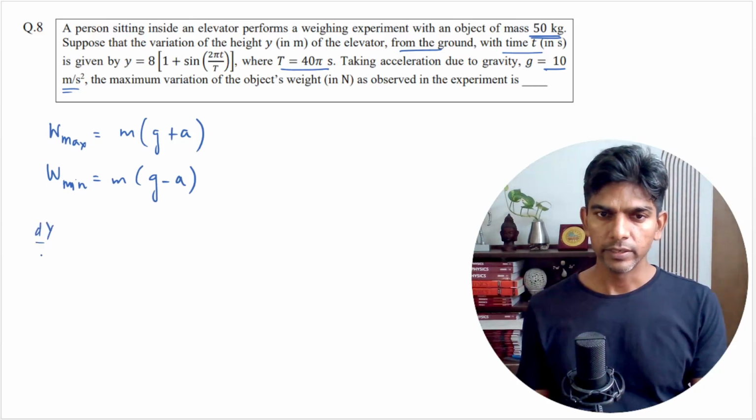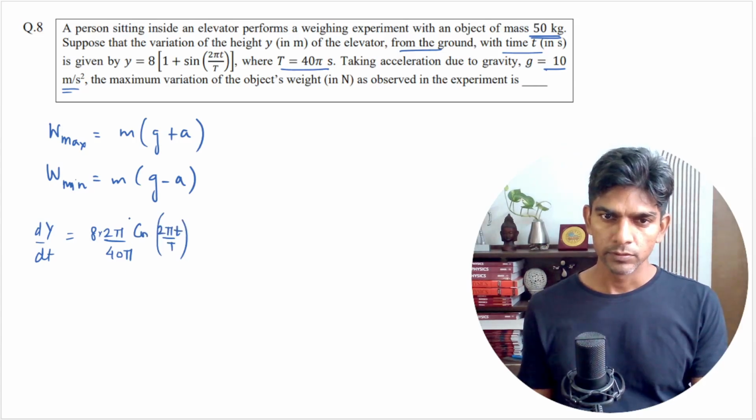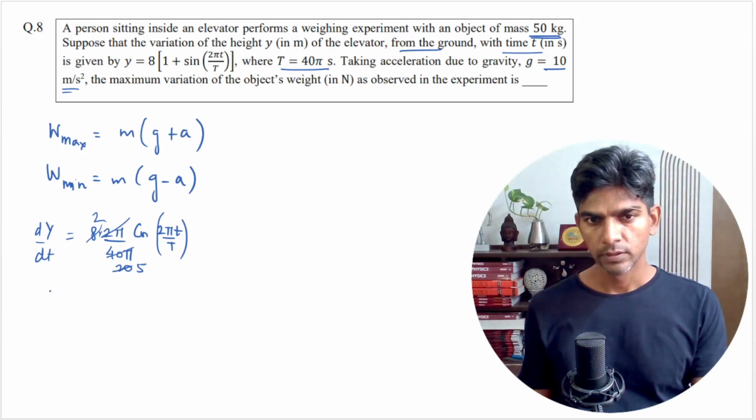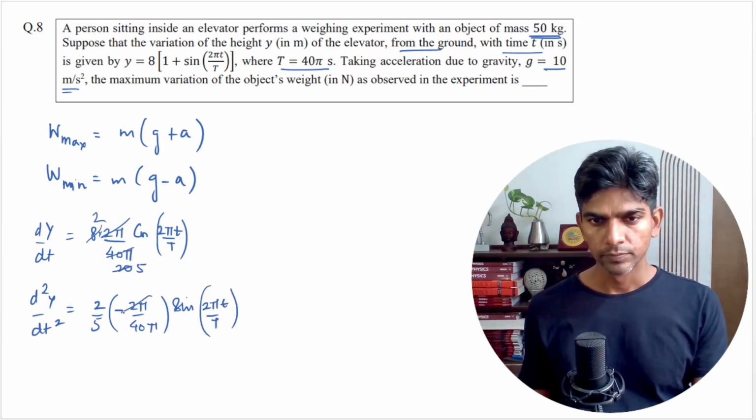So dy by dt will be 8 times 2 pi by capital T, which is 40 pi, times cos of 2 pi t by capital T. So this will give us 20, and this will be 2, and this will be 5. So we got 2 by 5. So let us differentiate again. So this will be 2 by 5 times minus of 2 pi by 40 pi times sine of 2 pi t by capital T. So 20, and this will be 10. So I'm getting 1 by 50 with a negative sign, sine 2 pi t by capital T.